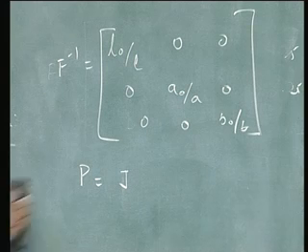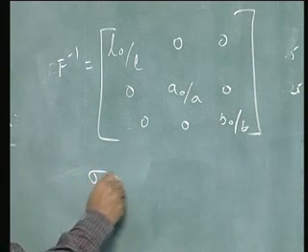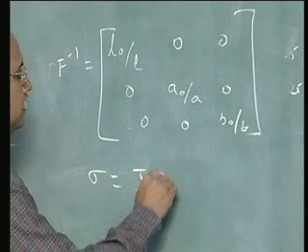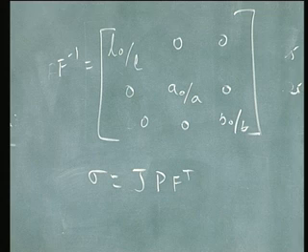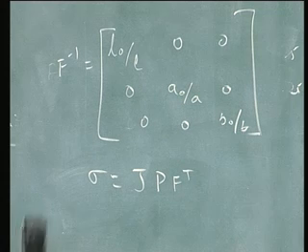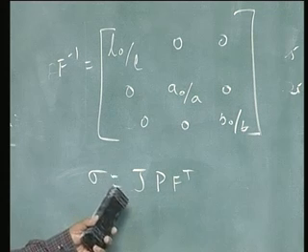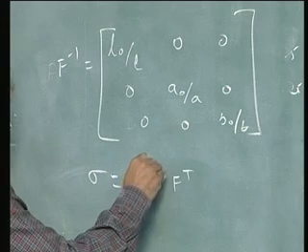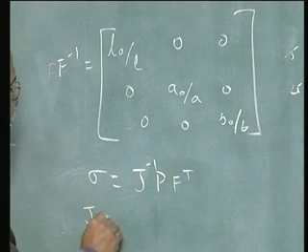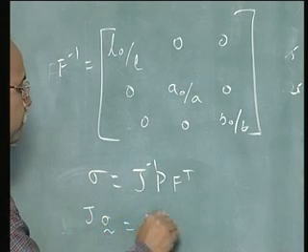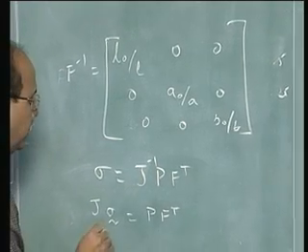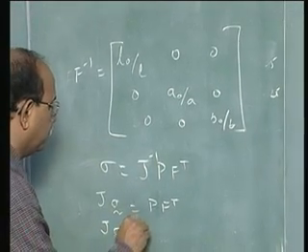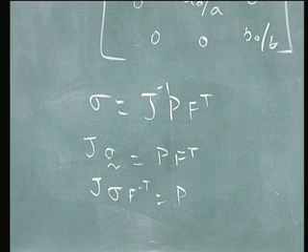So actually we had sigma is equal to J P F transpose, right? J inverse P F transpose, right? So this will become J sigma is equal to P F transpose. So J sigma F inverse transpose equal to P.